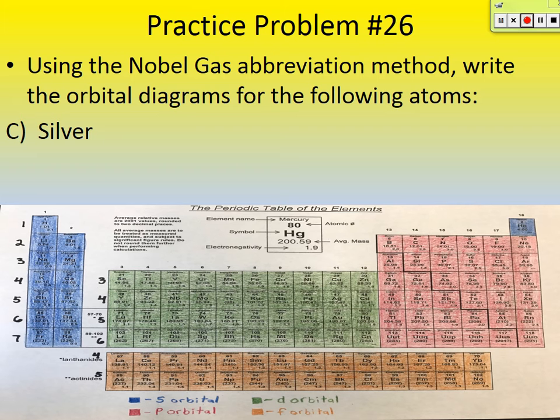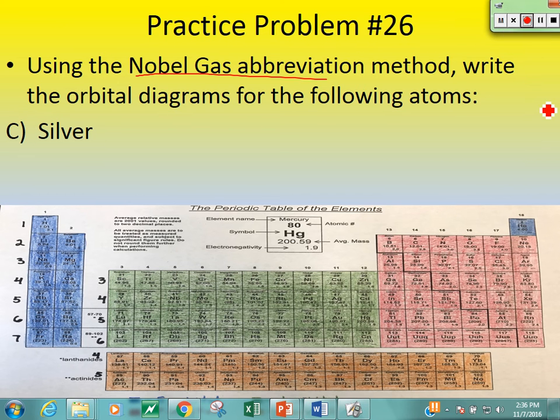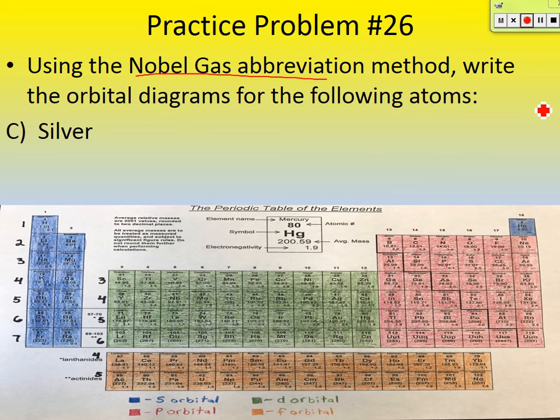Okay, let's try it for silver. I'm going to hit pause on the video. Please write the electron configuration for silver. Again, we're using the noble gas abbreviation. And then write its orbital diagram and see if you can get this one right. Then hit play when you're ready. All right, for silver, I'm going to point out where silver is. It's 47. Its symbol is Ag.